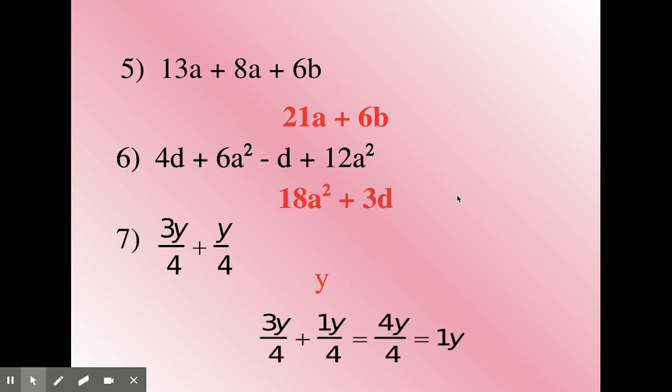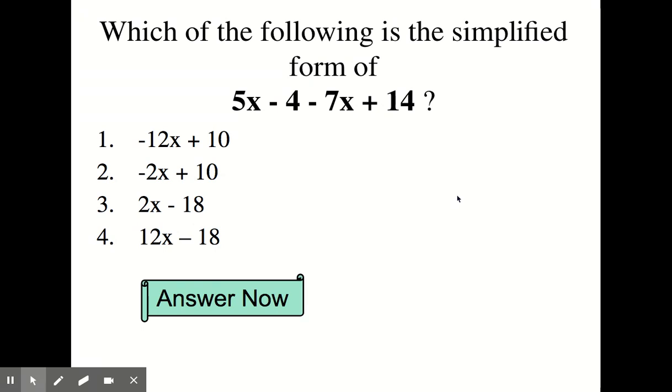Which of the following is the simplified form of 5x minus 4 minus 7x plus 14? It would be negative 2x plus 10. Okay, you get that because the 5x and the 7x are like terms. So you have 5x minus 7x, which leaves us with negative 2x. And then we have negative 4 plus 14. Those are like terms because they're numbers, and you end up with positive 10.